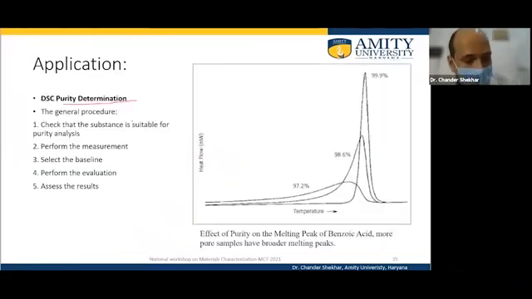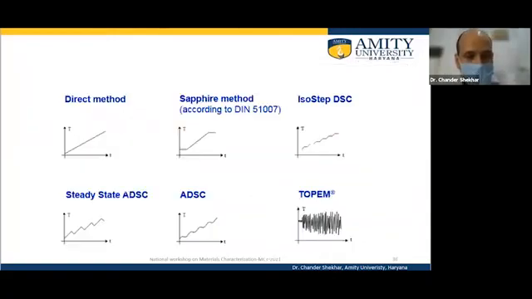The purity of the sample can also be determined, because if the sample is impure, there will be a shift in the peak, as given on the right-hand side. Corresponding to the pure one, the purity of the sample can be determined, say 97%, 98%, and 99.9%. So there are various steps to determine the purity. These are the methods to determine the heat capacity: direct method, sapphire method, isostep.